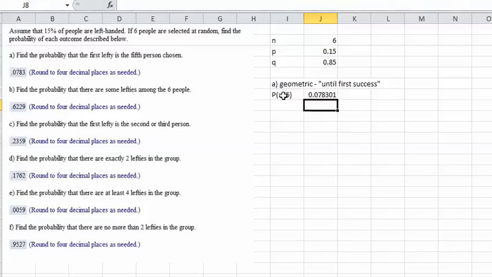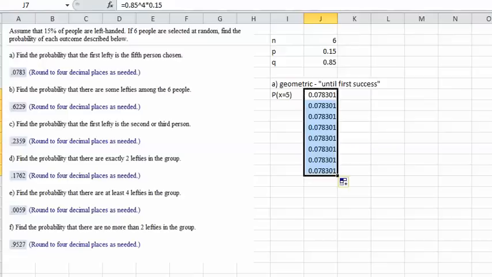We hit enter, and that's our probability. And they want it rounded to 4 decimal places. So you can format this to show just 4 decimal places if you want. You might want to do it for a few of these. So, oops, I didn't want those all to be filled in there, so let me just clear those.